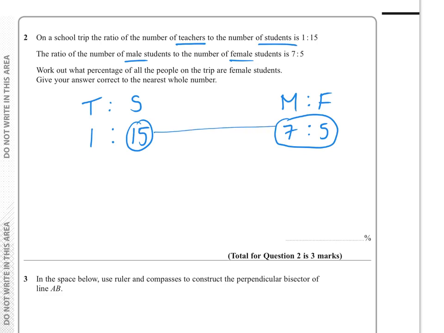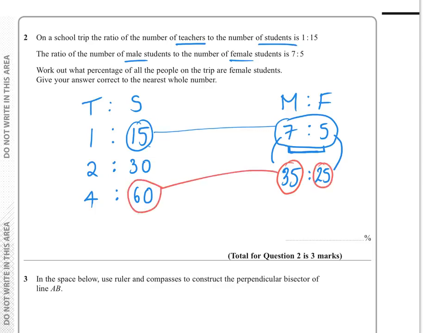We've got to try and make it so these parts for males and females add up to give us the number here. So we can change this ratio to 2 to 30 and then double it again to get 4 to 60. And then the nice thing about this is if we times this one by 5, we'll get 35. Times this one by 5, we'll get 25. And look what happens. 35 males, 25 females make 60 students.